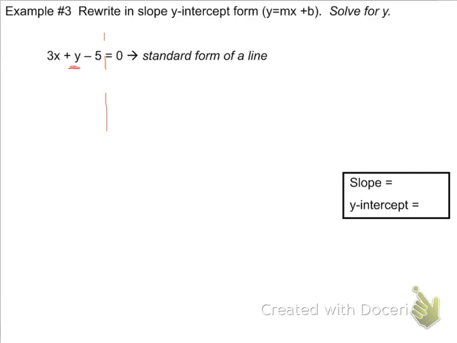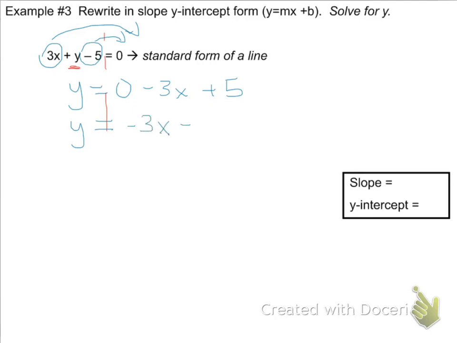So we drew a line down the middle, and we're going to move everything that's not y to the other side, and when we do that, they will become the opposite, or we're going to use opposite operations. So y is going to equal, 0 is already there, instead of a positive 3x, it's going to become a negative 3x, and instead of a negative 5, it's going to become a positive 5. Okay, at this step we should collect like terms. So we have 0 plus 5, which is 5, and negative 3x and no other x's. So negative 3x plus 5 is the answer.